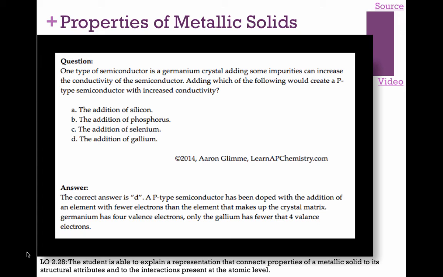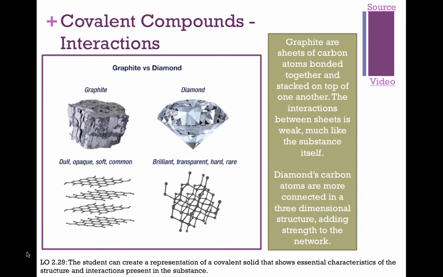I say remember P is positive, so you need something that has fewer electrons. Think about positive. You want it to have fewer electrons, so you want to dope it with fewer electrons. Germanium has 4 valence electrons. You want to pick something that has fewer than 4 valence electrons. N-type means you want it to be more negative, so you want it to have more valence electrons.